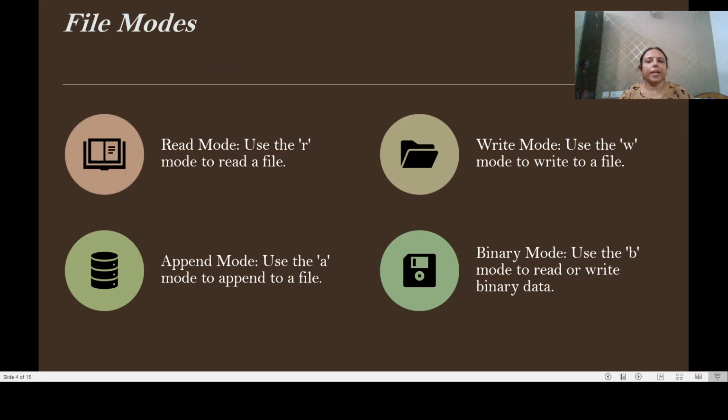Now, there are different types of file modes available that indicate what is the purpose of what you are going to do in the file. If you are going to read only the content, then we have to use the read mode, which is represented by R. If you want to write into the file, then we use write mode, that is represented by W. And if you want to add some more data to the existing file content, then we go for append mode. And binary mode, if you are going to read or write the binary data, then we will be using the mode as B.